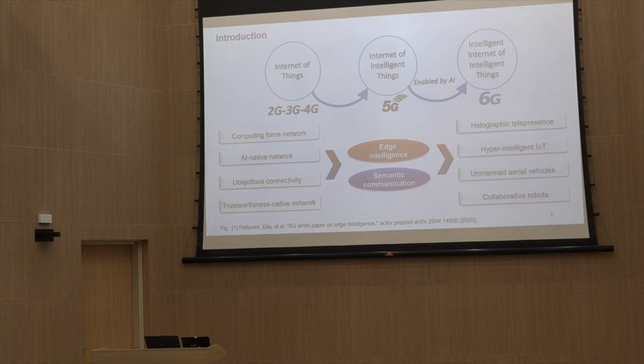Edge intelligence will focus on how to make the network edge devices more intelligent in serving or adapting the resource allocation, while semantic communication will facilitate the transfer of useful information. From 5G to 6G, edge intelligence and semantic communication will enable many features, including computing force network, AI native network, ubiquitous connectivity, and trustworthiness native network. There will be many applications running on 6G, such as holographic telepresence, hyper-intelligence IoT, unmanned aerial vehicles, and collaborative robots or swarm intelligence.